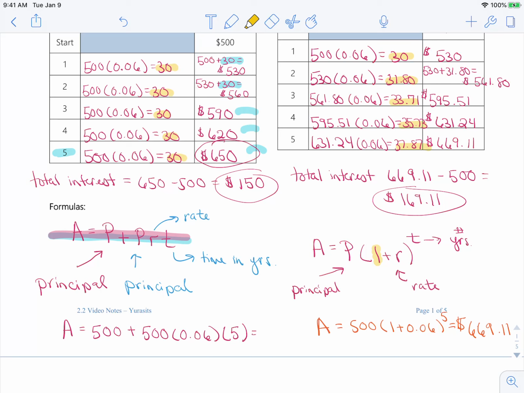So here, I'm going to just label these. This is for simple interest, and this is for compounding interest. Now the nice thing is your spreadsheets will do a lot of this work for you, and that will be in the next video.